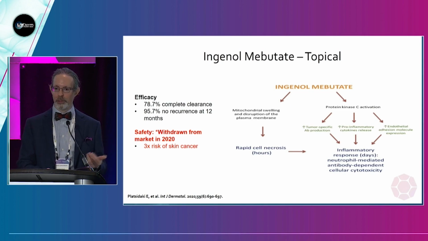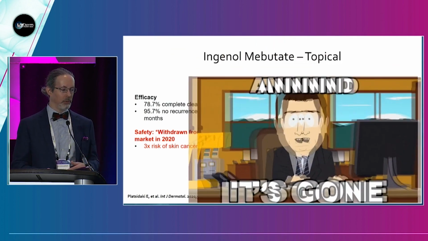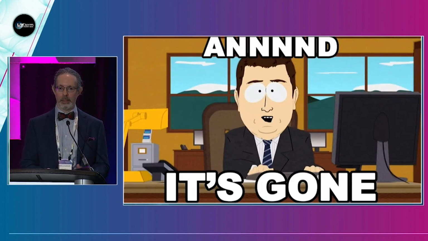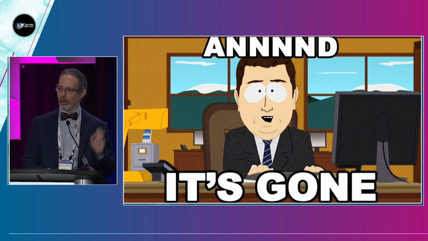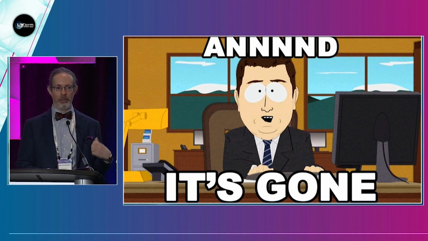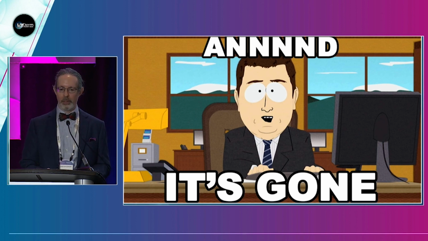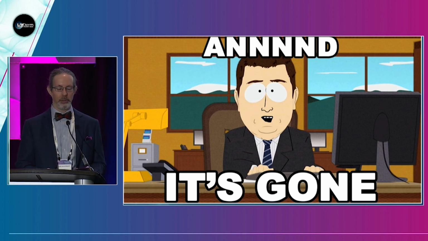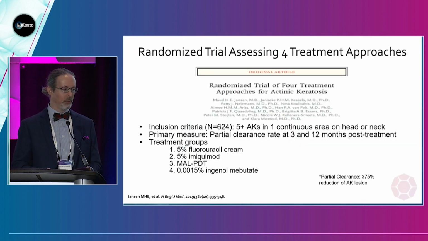Ingenol mebutate, unfortunately, is not here anymore. It was removed from the United States and from Europe due to what they thought might be an increased risk of squamous cell carcinoma in the unpublished European data that was put out. So while we were doing the guideline, they pulled it from the market in the EMA, the European Medicines Agency, and then subsequently Leo, the company that was keeping it here, decided not to continue marketing it, so we unfortunately don't have that anymore, although we saw some good results with that.